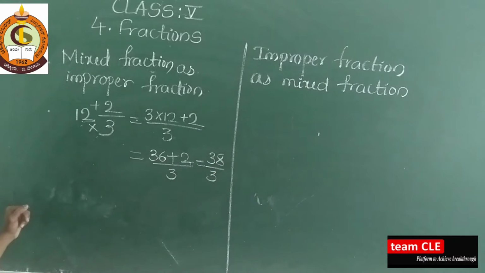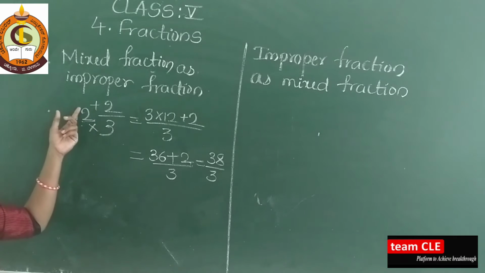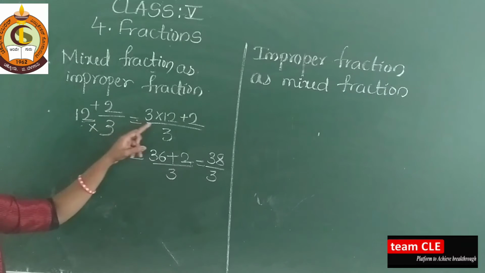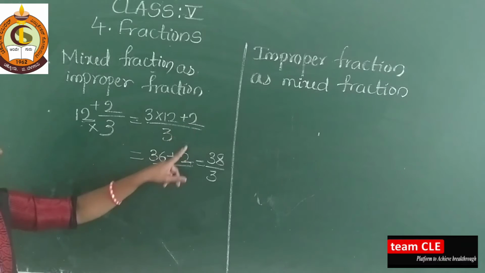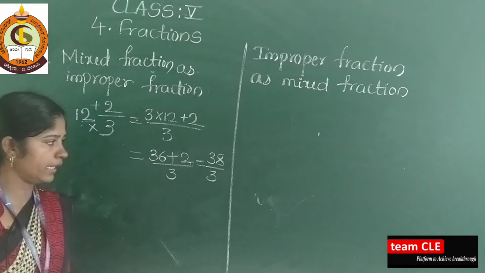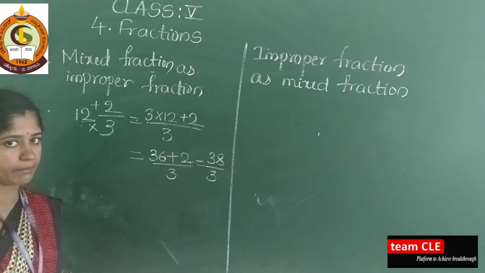I hope you are getting my point. First you need to multiply, whatever answer you get, you add 2 to that. So here 3 into 12 plus 2 divided by 3, 3 12s is 36 plus 2 divided by 3, 36 plus 2 is 38, 38 by 3 will be the answer. I hope you are getting my point.